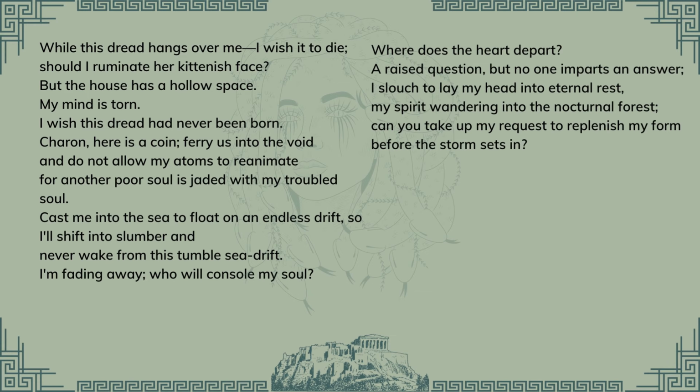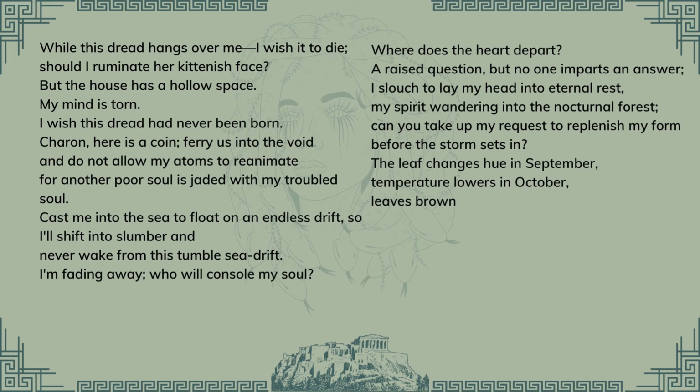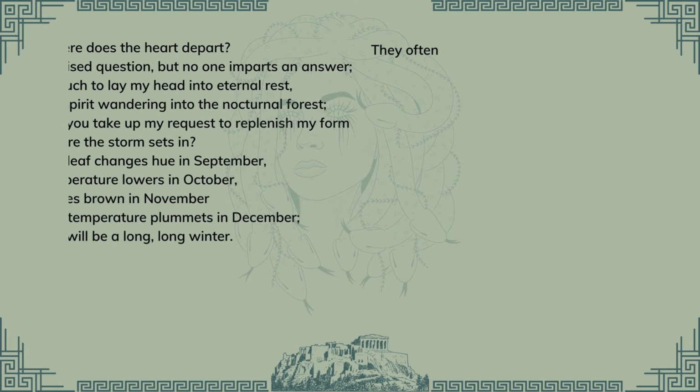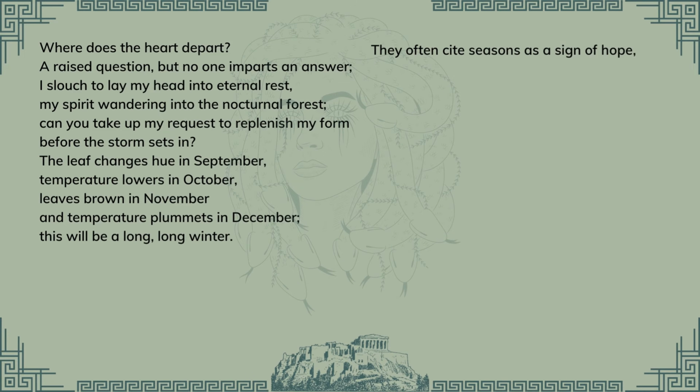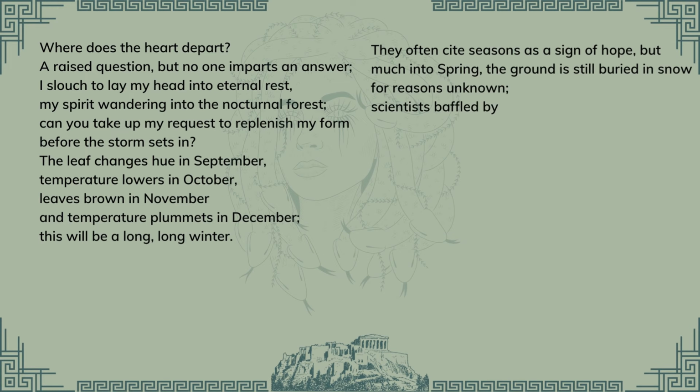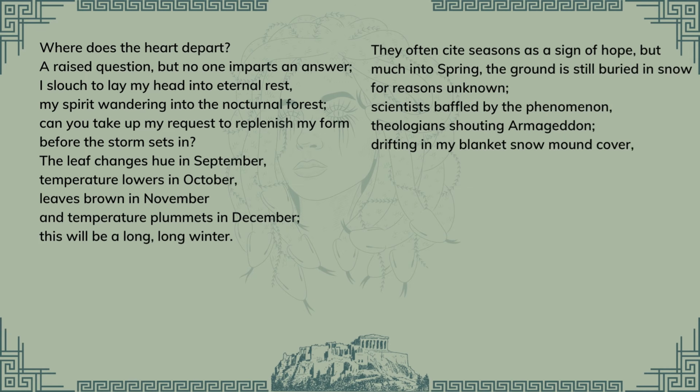The leaf changes hue in September, temperature lowers in October. Leaves brown in November, and temperature plummets in December. This will be a long, long winter. They often cite seasons as a sign of hope, but much into spring, the ground is still buried in snow. For reasons unknown, scientists baffled by the phenomenon. Theologians shout in Armageddon, drifting in my blanket snowman cover. A few words humming along as the icy winter takes over.